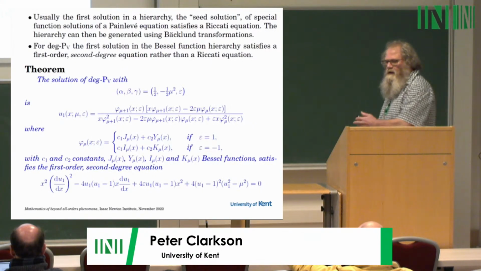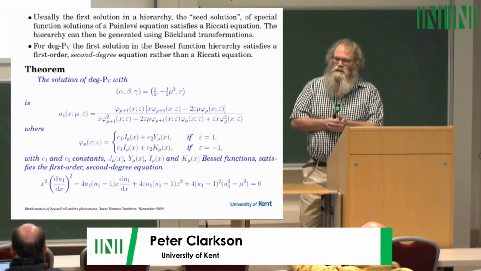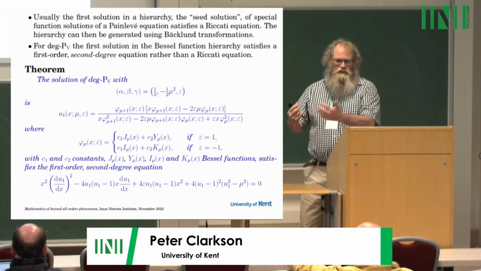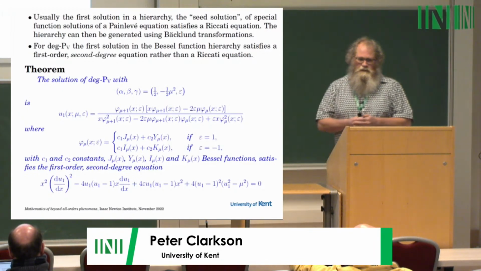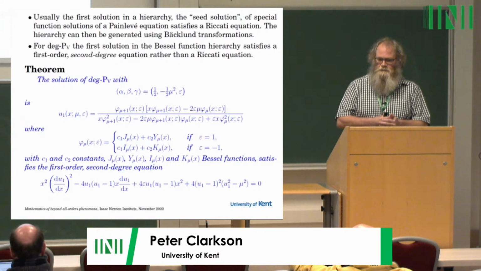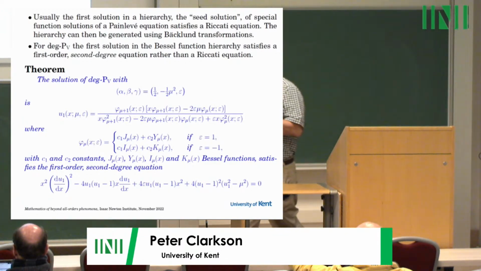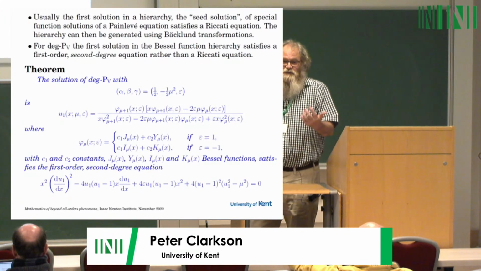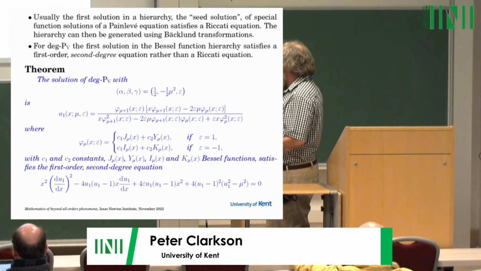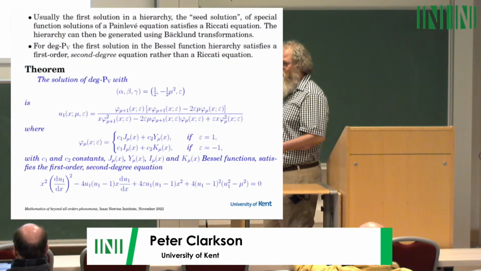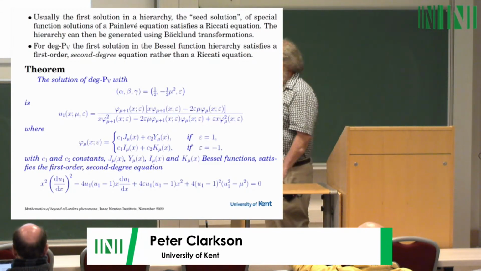Normally the first solution in the hierarchy, what we often call the seed solution, because then you use Bäcklund transformations to generate the hierarchy, satisfies a Riccati equation. But for degenerate Painlevé A5, it doesn't satisfy a Riccati equation because we couldn't find one. However, what it does satisfy is a first order second degree differential equation. It's not difficult to verify this is the case.